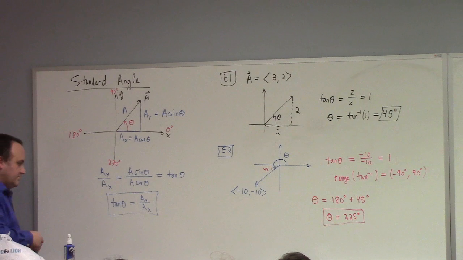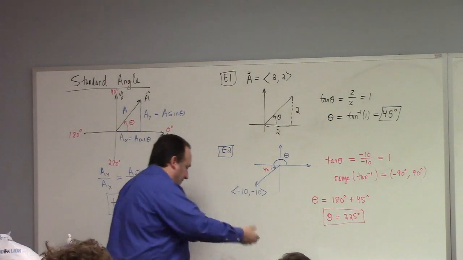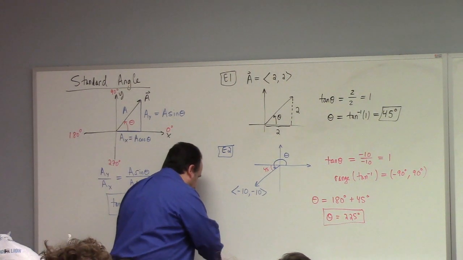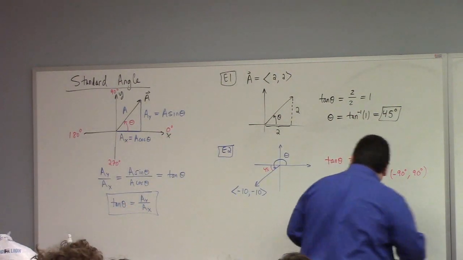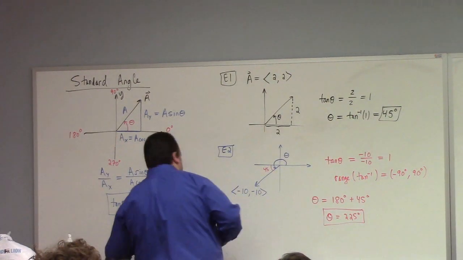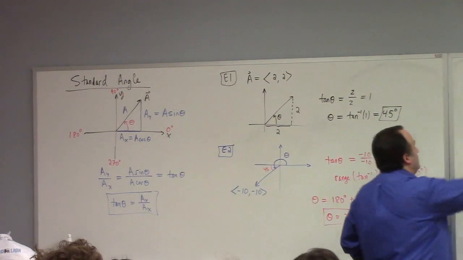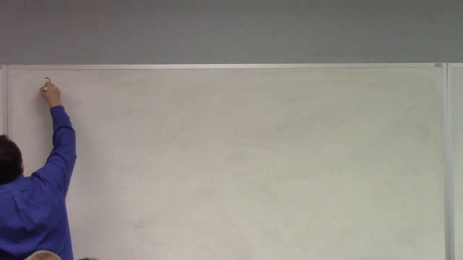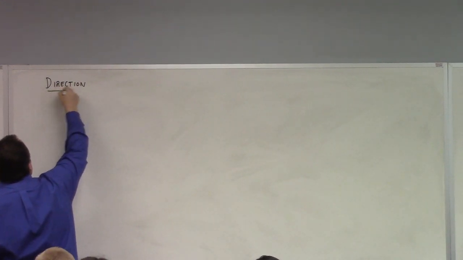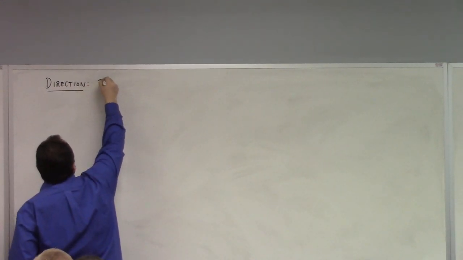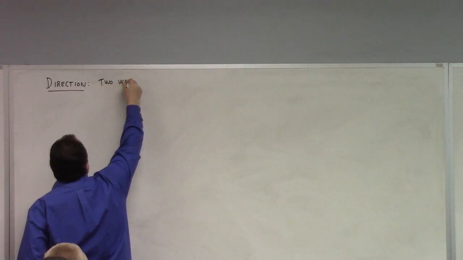Okay, got that out of my system. So there's the standard angle. So if you're a little bit more here, what's the connection between the standard angle and the unit vector? So direction. Is there one direction? Well, no. There's two directions, two ways.